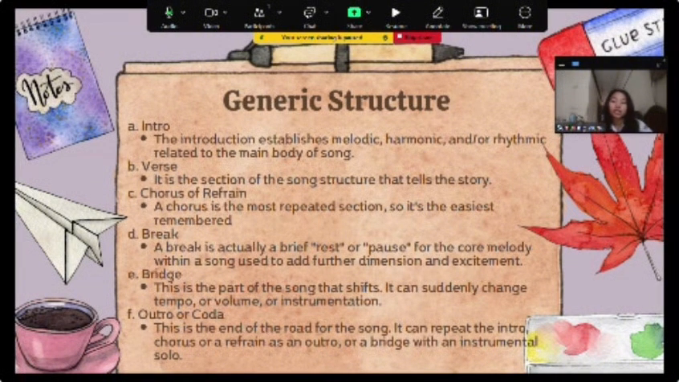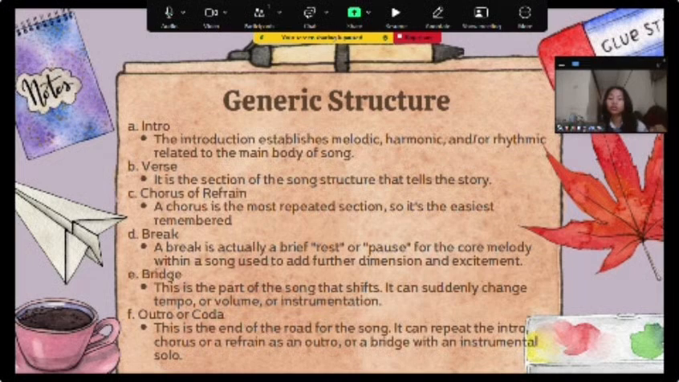Next, the chorus or refrain. A chorus is the most repeated section, so it's the easiest to remember. Next is break. A break is actually a brief rest or pause for the core melody within a song, used to add further dimension and excitement. E is bridge. This is the part of the song that shifts. It can suddenly change tempo or volume or instrumentation, and the next is outro or coda.